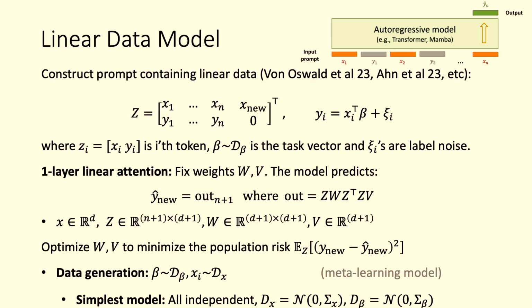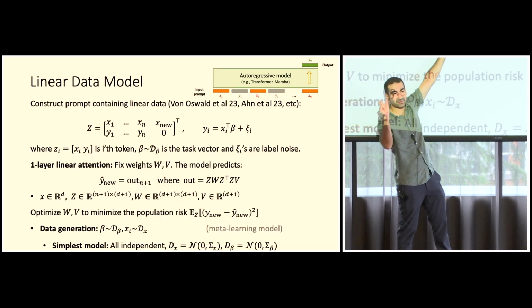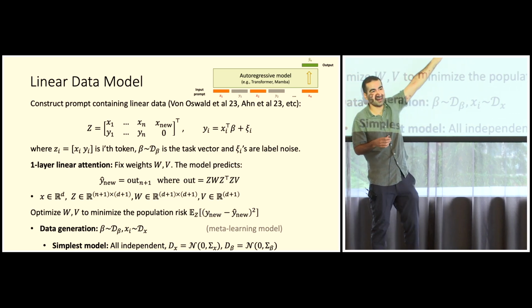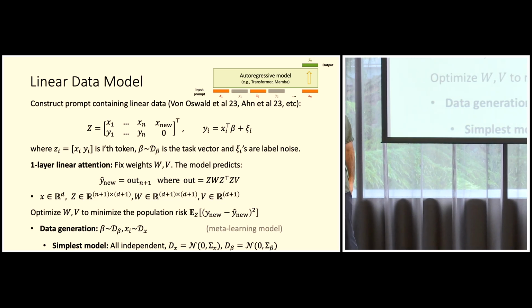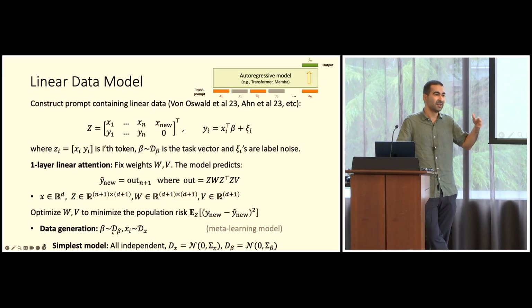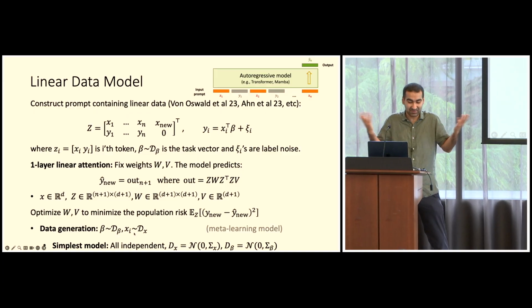And given Z, the model computes a third order polynomial of Z: Z W Z transpose Z V, where Z W Z transpose is the attention map without the softmax, and Z V is the values, okay? And then it computes the output, and from the output I can just read the final token to read my prediction, and that's my y hat new. Okay, and then in the simplest model, we can assume that data generation is such that there is a distribution on beta, perhaps Gaussian, and there is a distribution on X, perhaps again Gaussian. Okay, and in the simplest model, they are all independent.